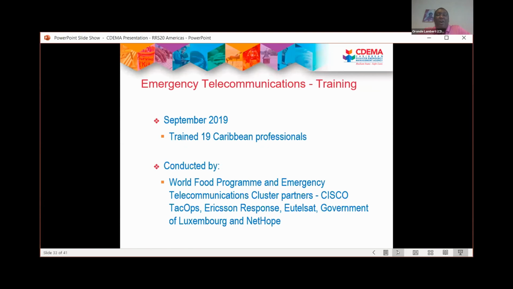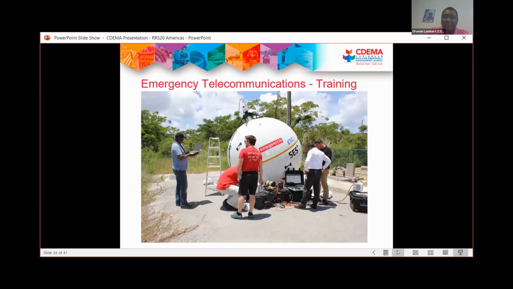Another key area of emergency telecommunications, as you know, is training. We've been able to train so far, from last year, 19 professionals. This was sort of the genesis of the Caribbean Emergency Telecommunications team. This training was conducted through our partners, World Food Program and the Emergency Telecommunications Cluster. And we envision that it may not necessarily be the same partners over and over, but we do envision constant training for this team and other teams in the area of emergency telecoms. There's just one of the pictures of some of the equipment that was set up.